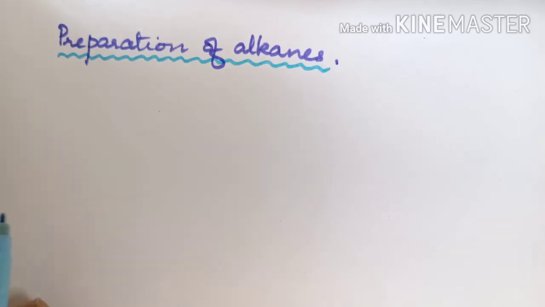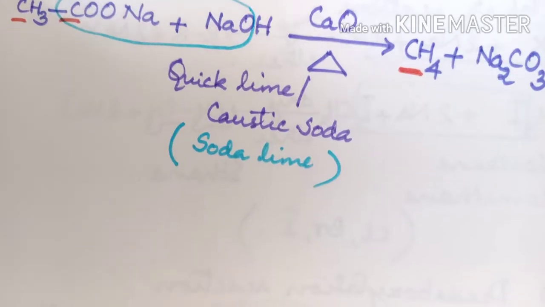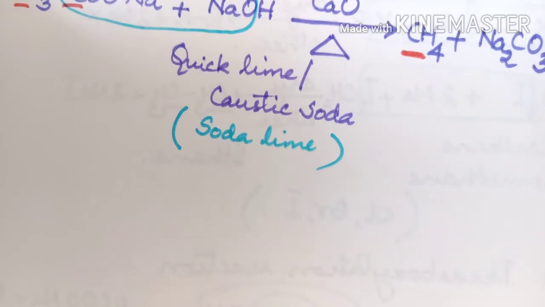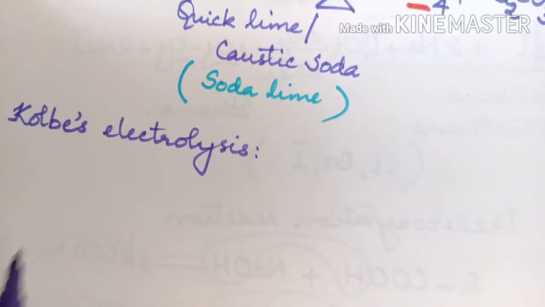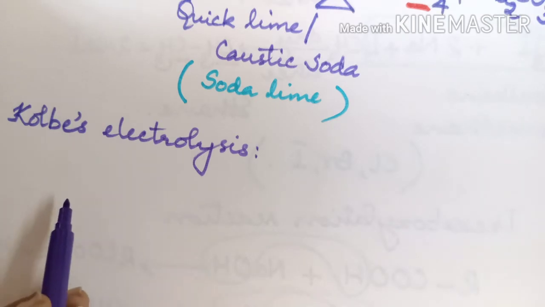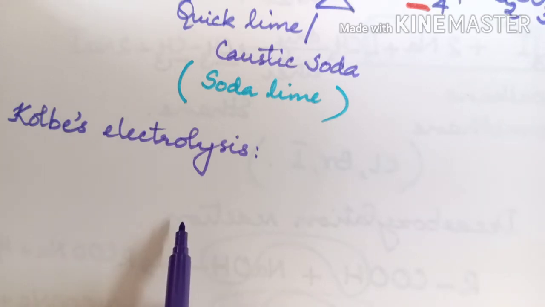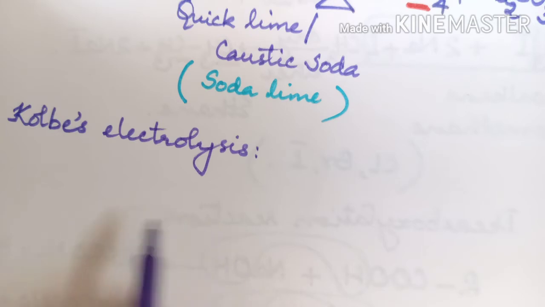Hello students, today we are going to learn about preparation of alkanes. What are the different methods of preparation of alkanes? The process is known as Kolb's electrolysis. In Kolb's electrolysis, the sodium or potassium salt of carboxylic acid is taken.